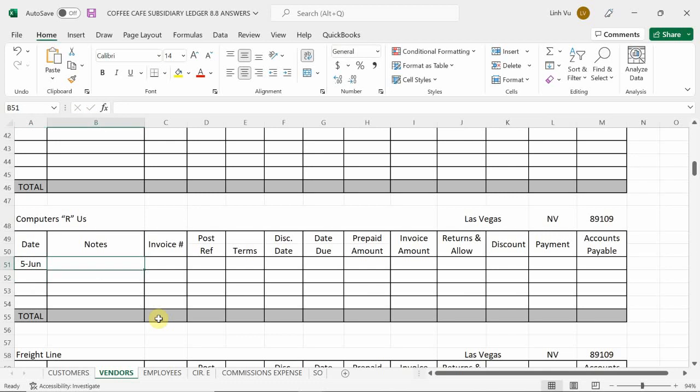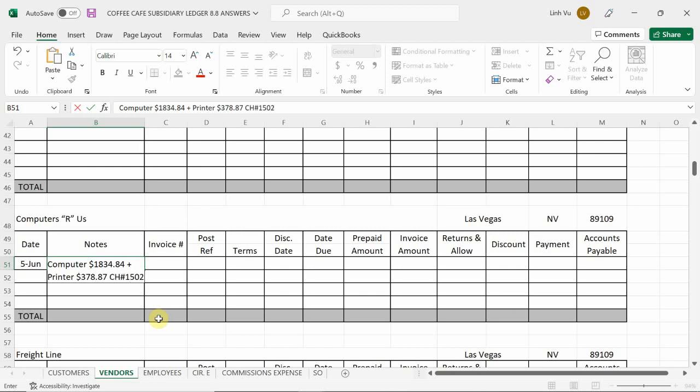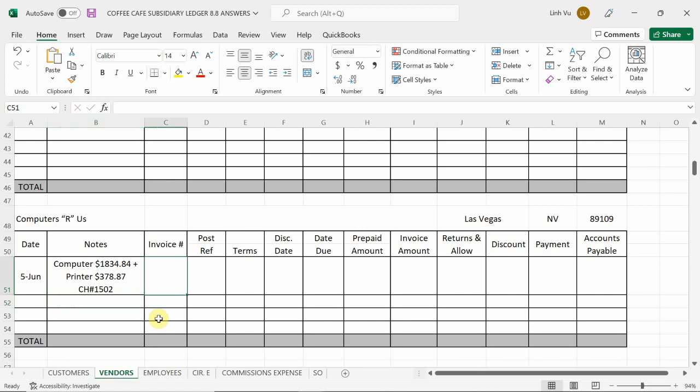So what did you go to Computers R Us for? You bought a computer for $1834.84 plus a printer for $378.87. And you had proof because you wrote check number 1502. Invoice is going to be your sales receipt number, which in this case was 84143. Thank you. Okay.